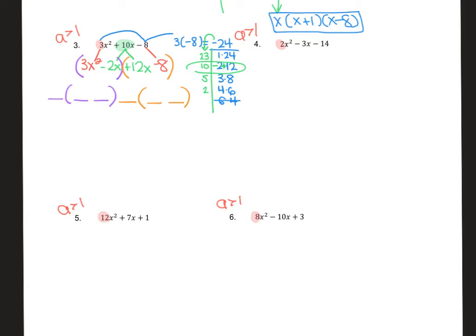So what you get is an x. Now 3 and 2 do not have a common number. So x times what gets me back to 3x squared? It's going to be 3x. And x times what gets me back to -2x? It's going to be -2.